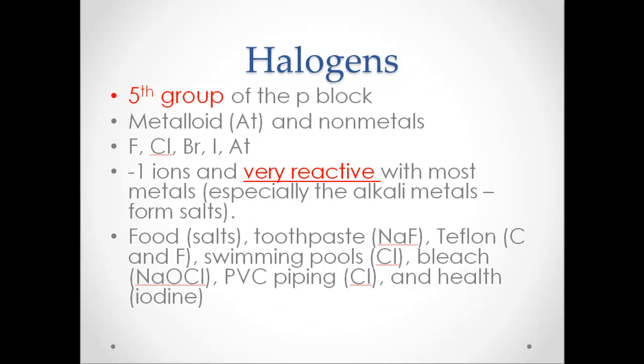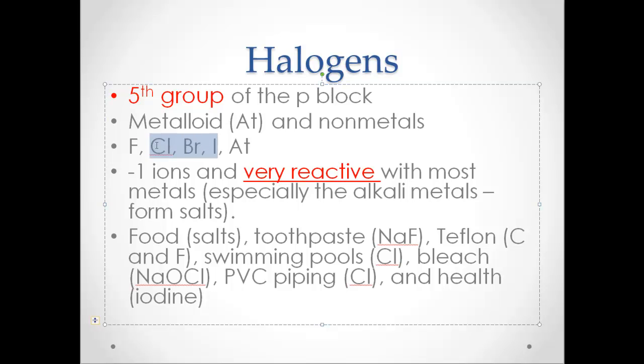All right. Halogens. This is a name that you should know. Okay, so halogens. Make sure you put that in your memory bank somewhere. The 5th group of the P block. And these are the fluorine, chlorine, bromine, iodine, and astatine. Astatine is the only metalloid. All the rest are non-metals, so iodine, bromine, chlorine, and fluorine are non-metals. They form -1 ions and are very, very reactive.